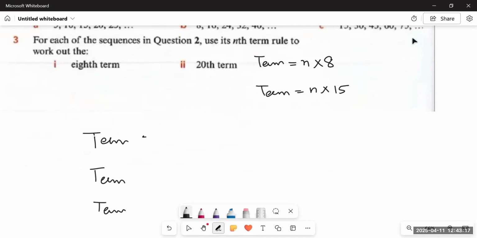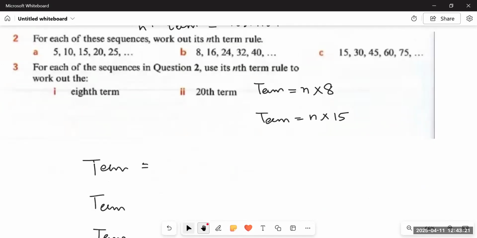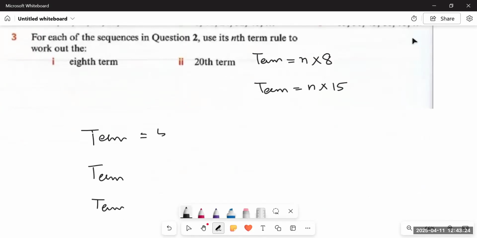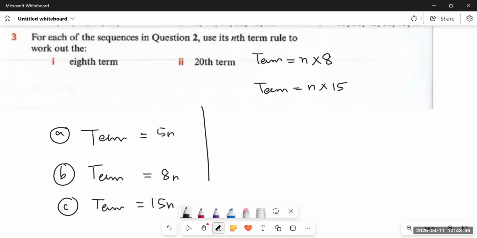Let's write down the term rules. For the first one, it was 5n. For part B, it was 8n. And for part C, it was 15n. That's all. So we have to find out what would be the term at 8. First, we have to find out the 8th term.